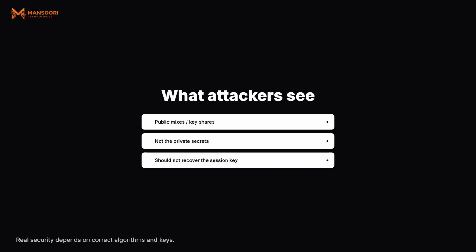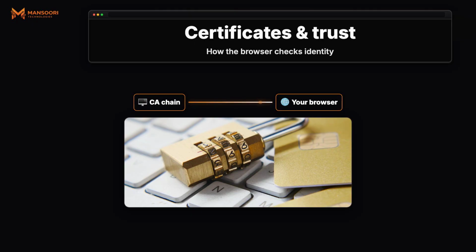The attacker on the wire might record everything public. Under the right assumptions, they still should not be able to recover the shared session key. That is why key agreement is powerful. You get forward secrecy when keys are ephemeral, more on that shortly. Key agreement protects confidentiality and integrity for the session, but authentication is a people and process problem too.